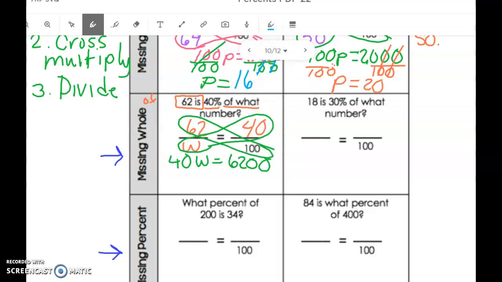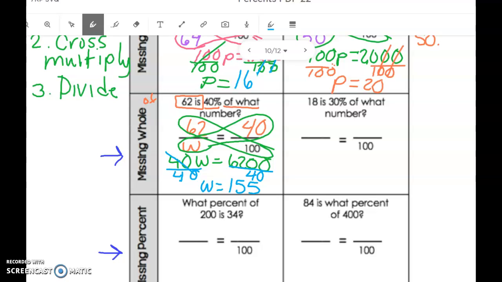This is a little bit different because we're finding a different part of the proportion. I have to divide by 40. So these 40s cancel out and leave W by itself. And 6,200 divided by 40 is going to divide out to 155. So if I wanted to rewrite that, I would go back up into my question here and say 62 is 40% of 155. So I'm restating the question.